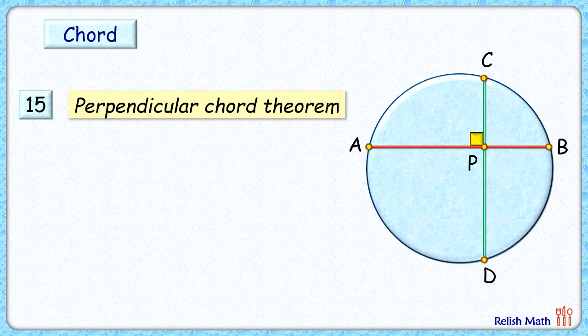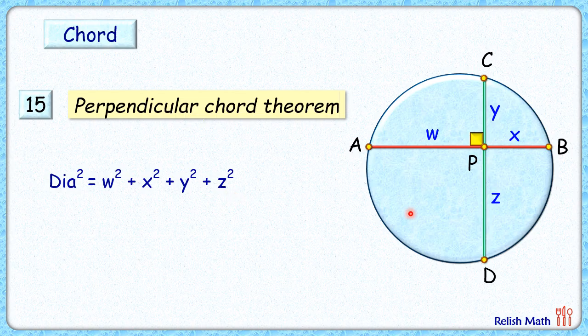Next is the perpendicular chord theorem. In a circle, the same two chords are intersecting each other, but this time they are perpendicular to each other. Then using this theorem, you can easily find the radius of this circle. So if we assume the lengths here are W, X, and this is Y and this is Z, then the formula goes: diameter squared is W squared plus X squared plus Y squared plus Z squared. That's a simple formula using which you can find the diameter or radius of this circle. Let's check the next theorem.